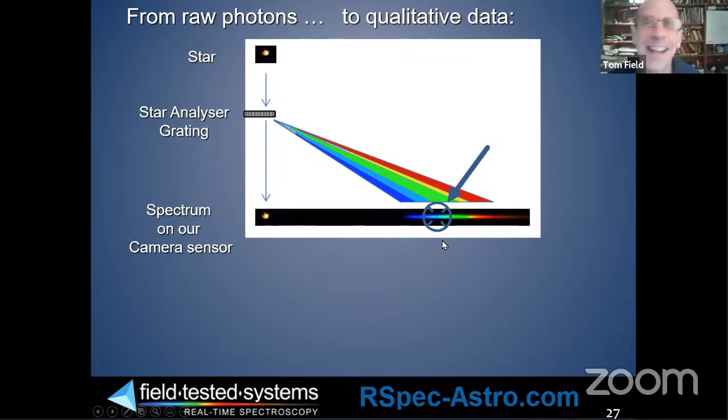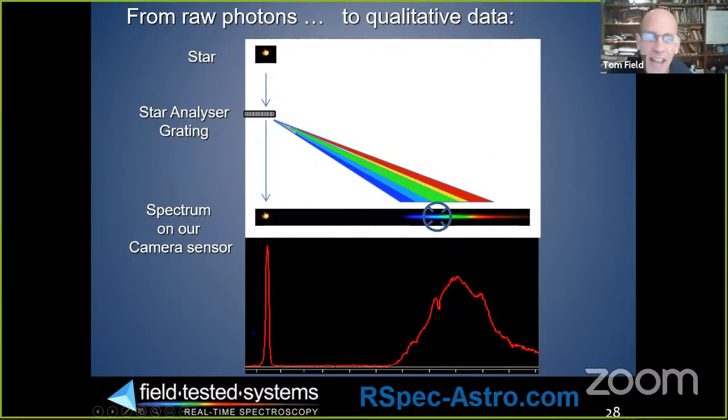That's not publishable, is it? So we have to become quantitative. And to do that, we graph the intensity of this region. It's really pretty straightforward. This axis here is intensity.